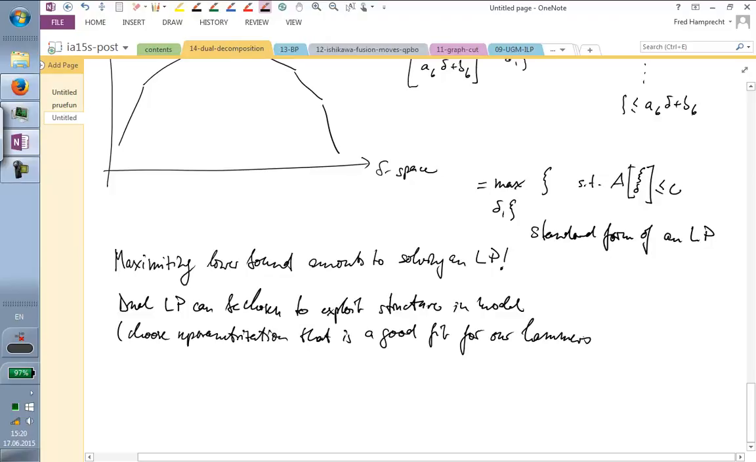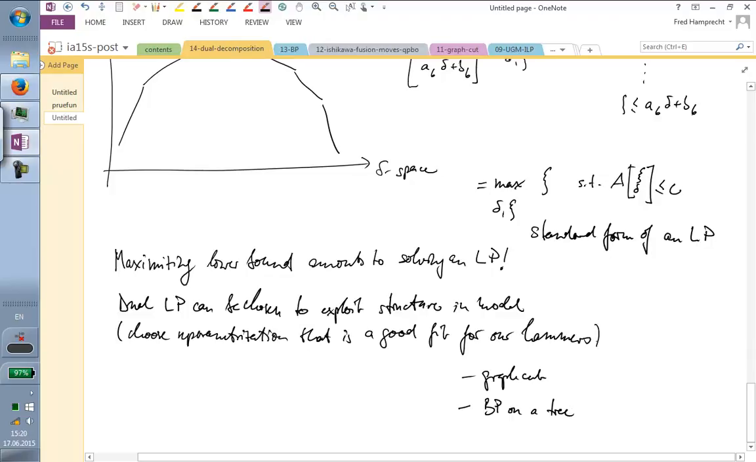The hammers we have are max flow min cut, or belief propagation on a tree-shaped graph, or other things we can do efficiently, like finding shortest paths and such.